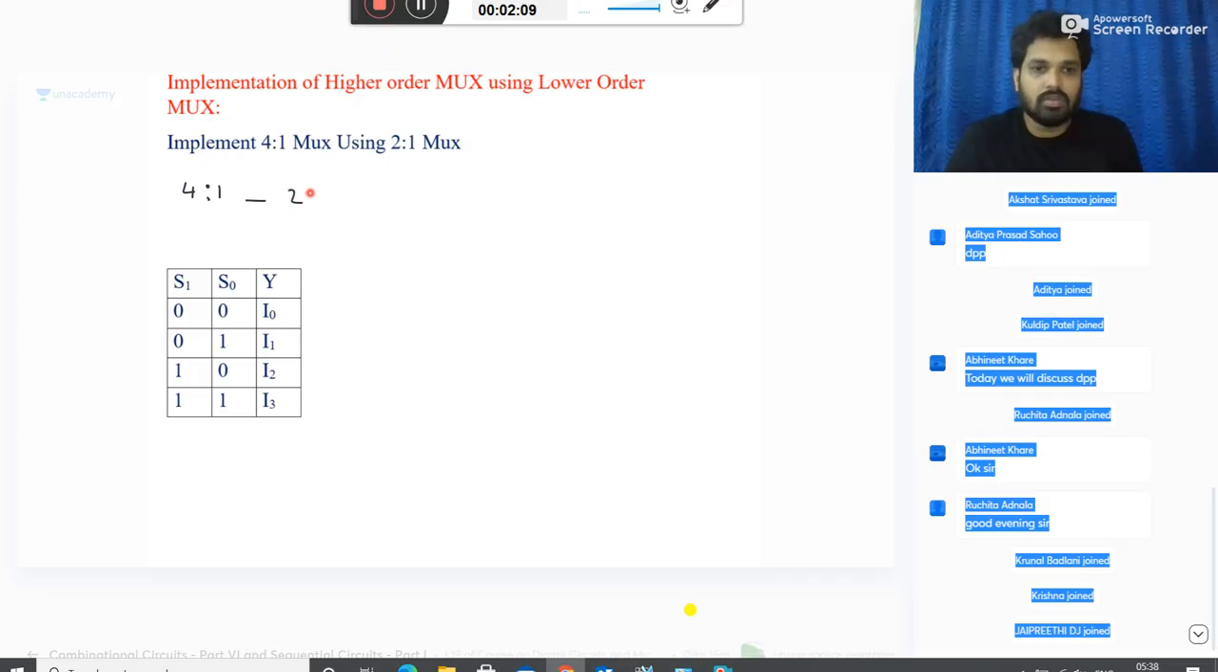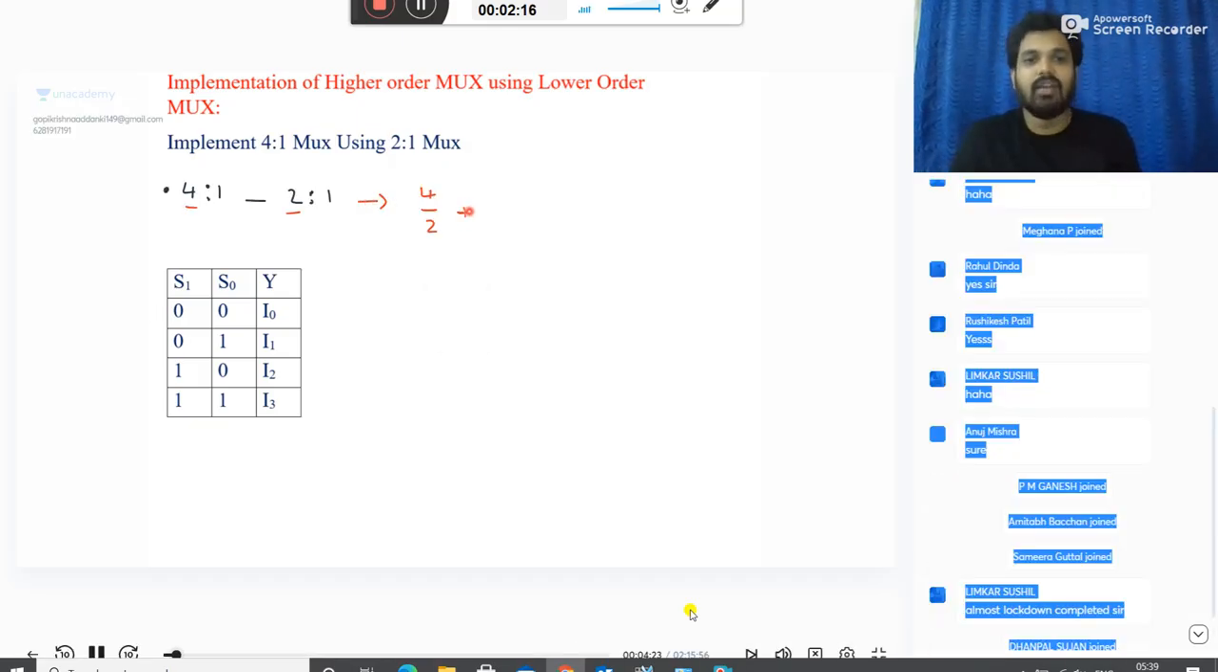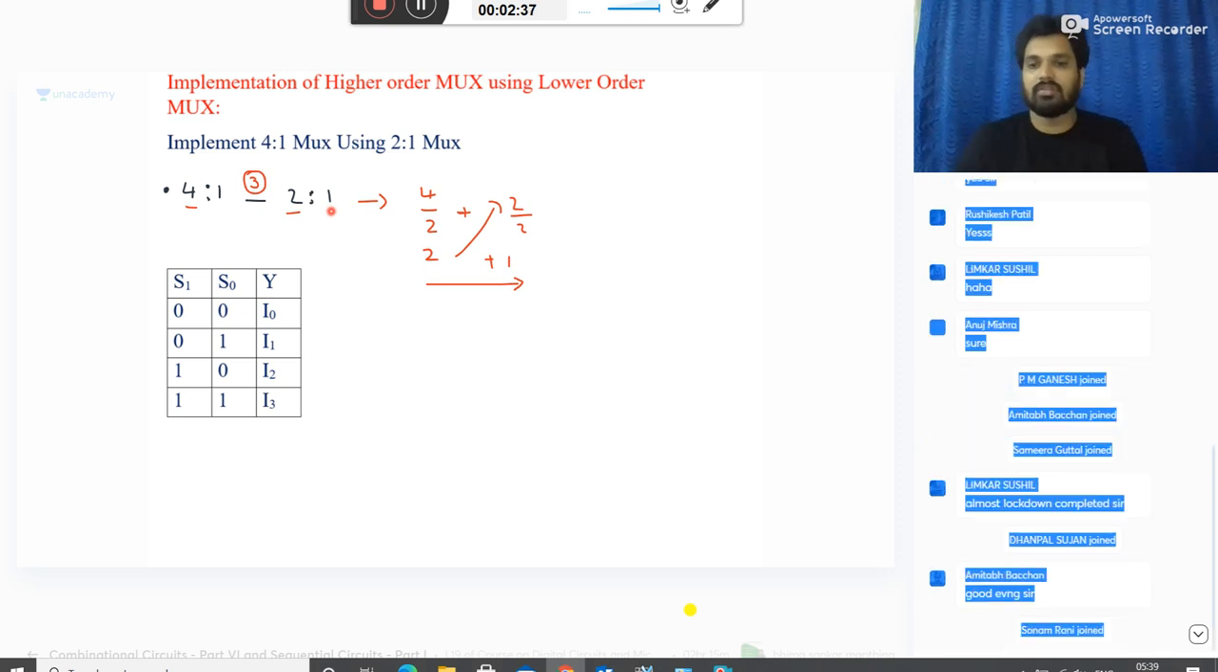Using 2 by 1, use the process again and again. So 4 by 2 is 2. Again you take this 2 and divide with 2 again. Okay, divide 4 with 2, you get 2. Take this 2 and divide with 2 again. So you get 1. Once you get 1, you stop this process. Okay, this will tell you the number of multiplexers required. How many multiplexers are required for this process? 3 multiplexers are required. Is it clear how many multiplexers are required for this process? 3 multiplexers are required.